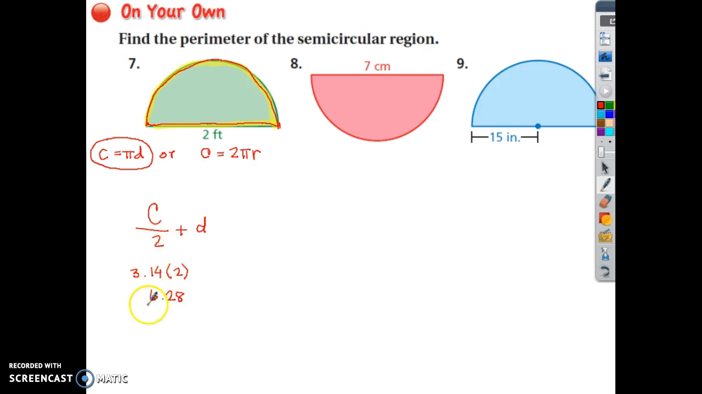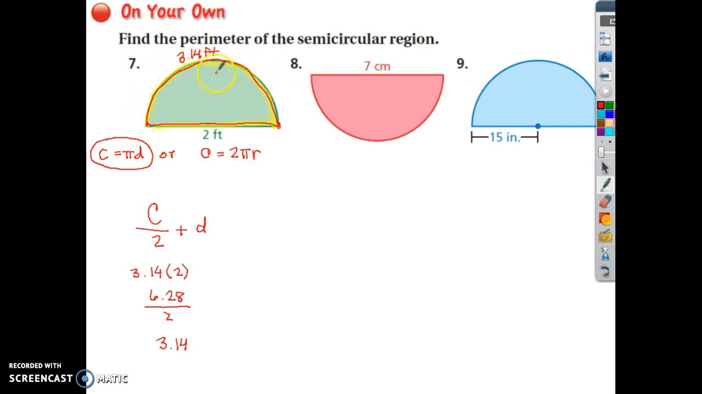But then I need to divide that by 2, and I end up getting 3.14. So circumference was 6.28, but then I needed to divide by 2 because I only have half of a circle, and I end up with the distance around the round part of my semicircular region being 3.14 feet. So that gets me just around the round part.